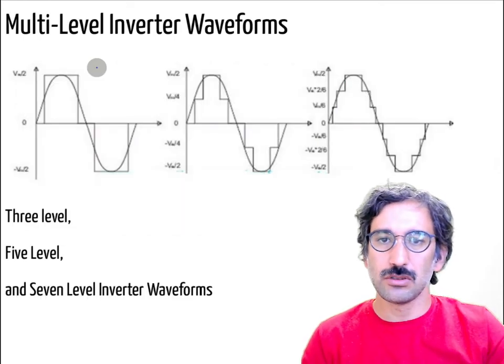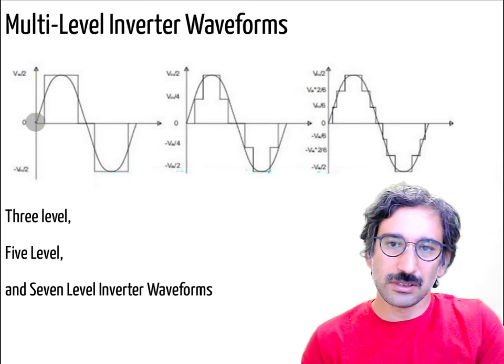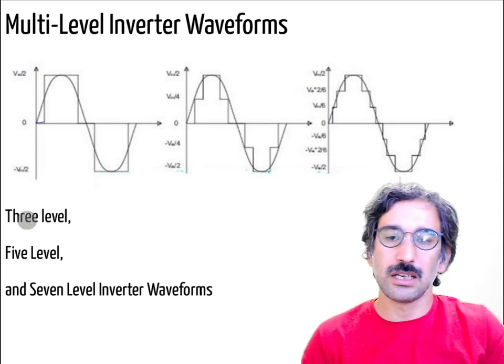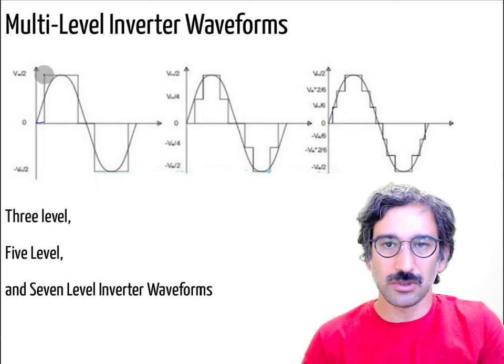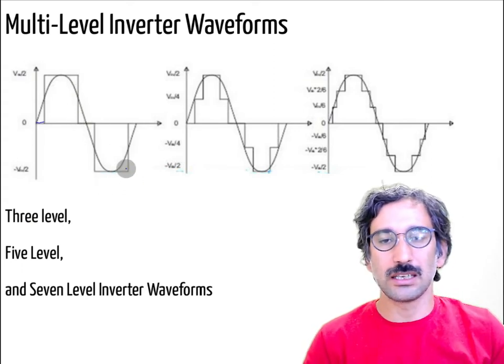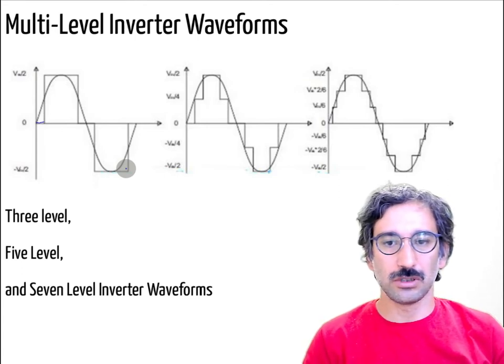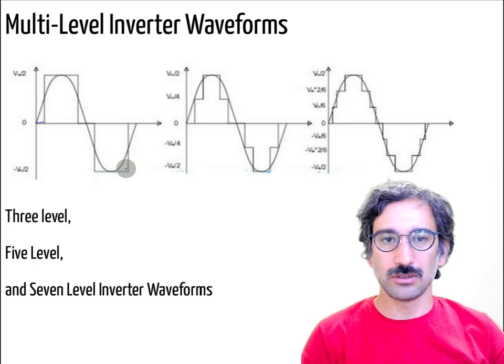If you think of it, with different PWM algorithms I can also have 3 levels in that waveform. I can give VDC over 2, 0 volts, minus VDC over 2, so I can have 3 level voltage source inverters. In short, they are called 3LVSI, 3 level voltage source inverters.